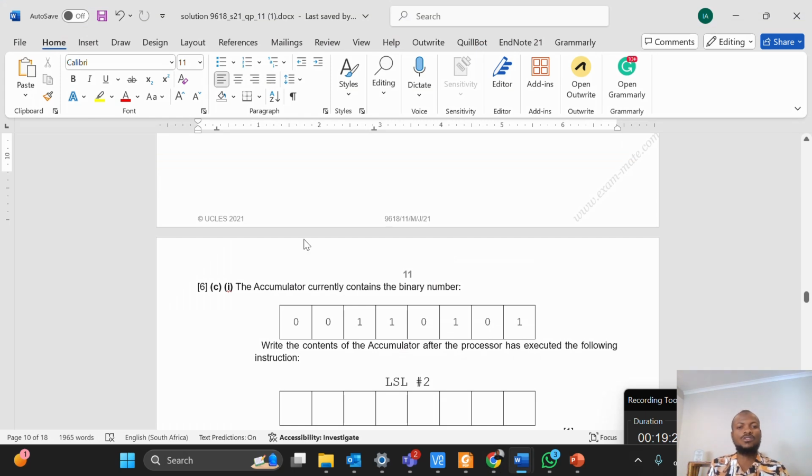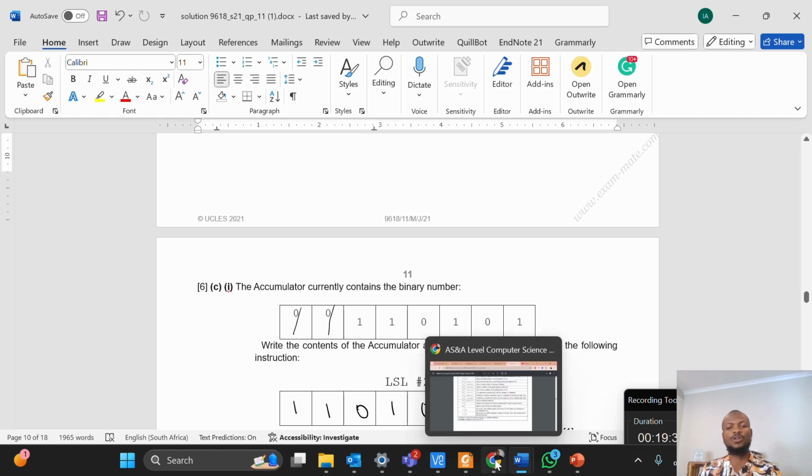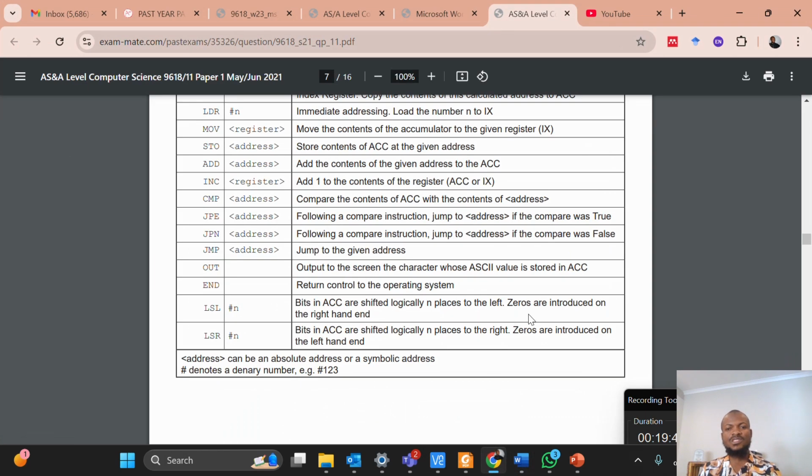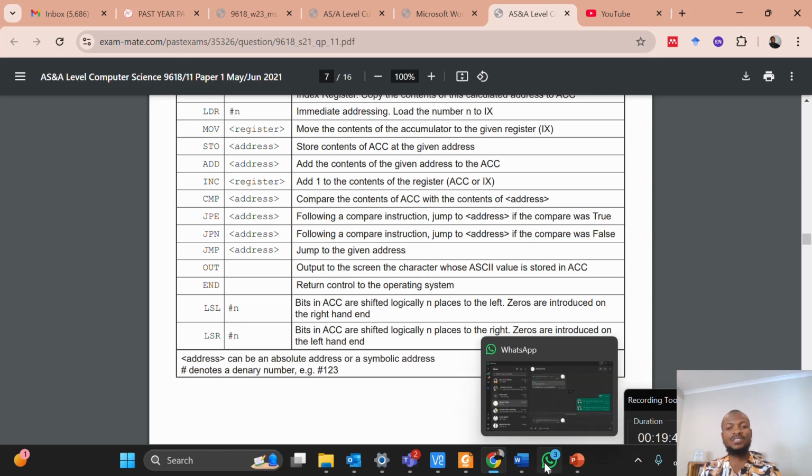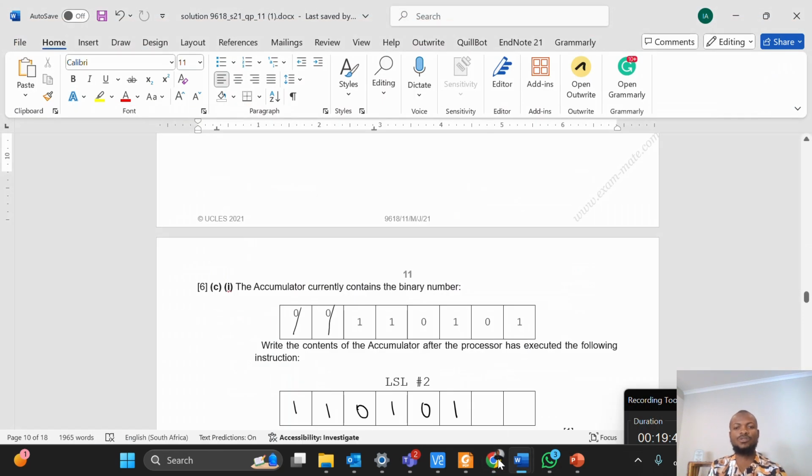So when you shift it 2 spaces to the left, this will be out, this will be out, isn't it? So I have this as 1, 1, 0, 1, 0, 1. Okay, so the instruction states that zeros are introduced to the right-hand end. So to the right-hand end, you just replace the remaining spaces with 0. It is as simple as this.